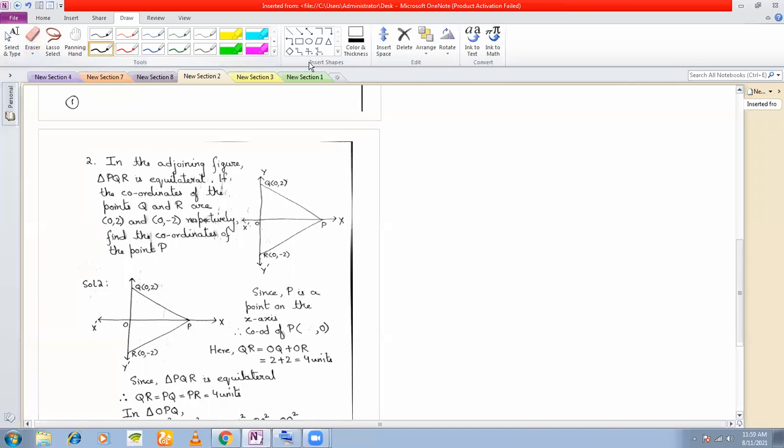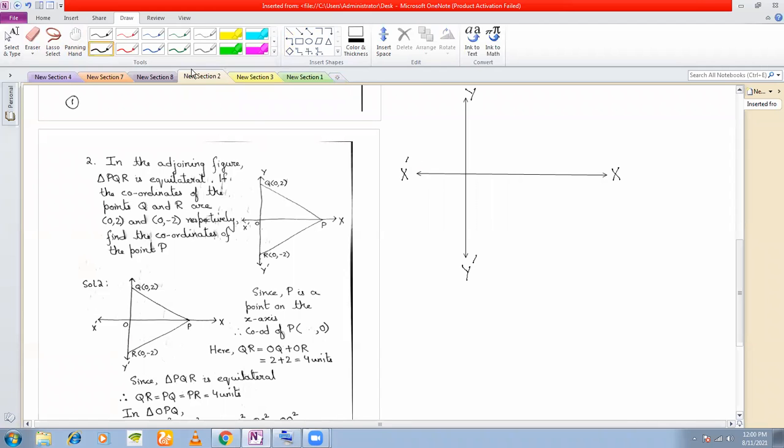Okay, you don't need graph paper for this also. If you see in the adjoining figure, PQR is an equilateral triangle. Let's draw the figure first. This is your y-axis given. And x-axis, the negative part, they have not shown much. Okay. So this is your positive direction of y. This is negative direction of y, negative direction of x, positive direction of x.